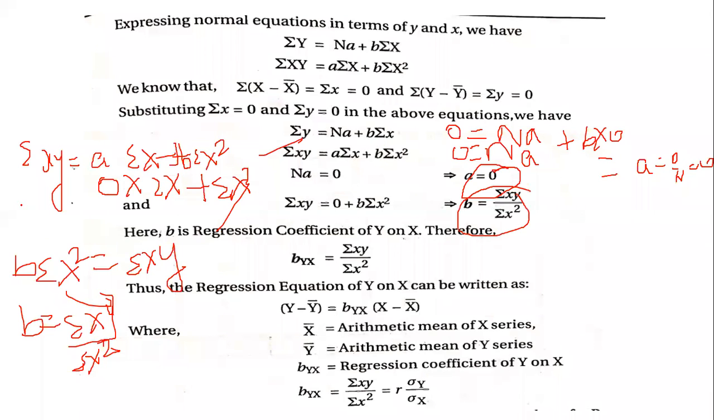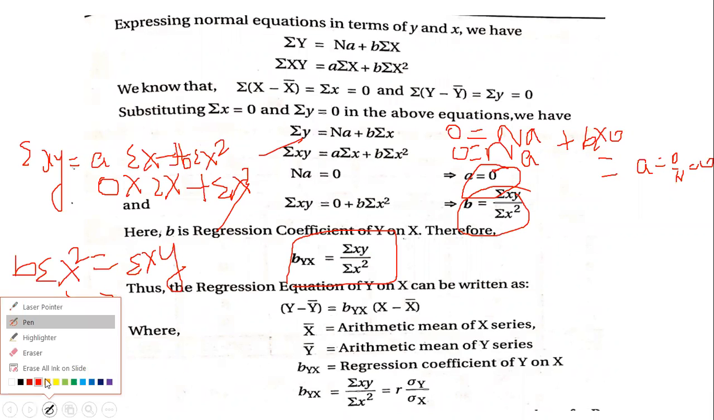So the formula for byx will be sigma xy by sigma x square for y on x, and similarly for x on y you will have sigma xy by sigma y square. So this is the derivation. Now let us get into the problem for you to understand this even better.